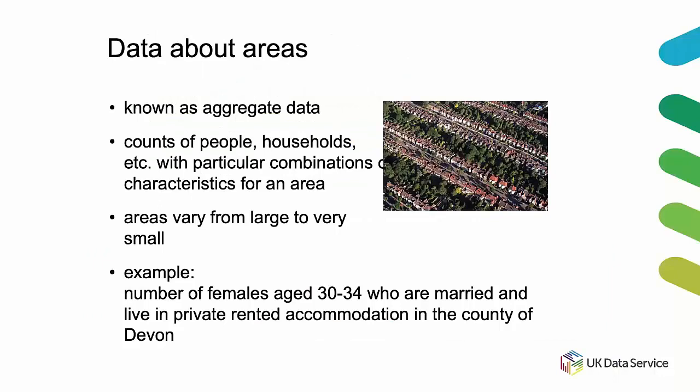The next sort of data is data about areas, aggregate data, aggregate statistics. These are what most people understand when we talk about census data. These are counts of people, households, particular characteristics or combinations of characteristics in an area. Areas vary from nation down to areas of about 50 to 75 households. An example of census aggregate data is the number of females aged 30 to 34 who are married and live in private rented accommodation in the county of Devon.